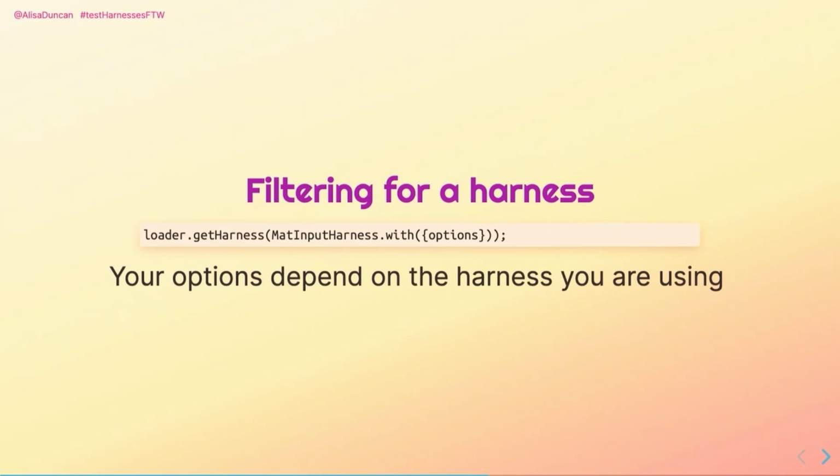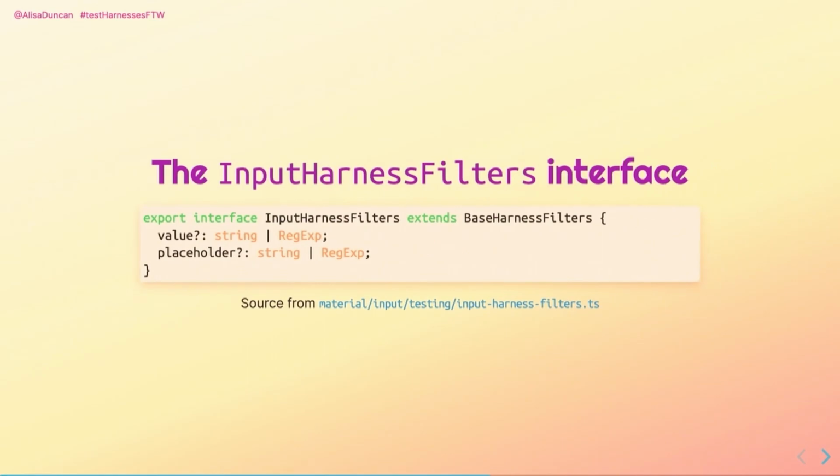Those options will depend on the harness that you're working with, because you wouldn't expect to be able to filter for the same sorts of information from a button versus an input, right? So they will be based off of the harness that you are wanting to use. So if we look at an example, the MAT input harness filters has the ability to filter by both value and placeholder and either string or regex. That's just one example, and it'll be different for the buttons and for something else as well.